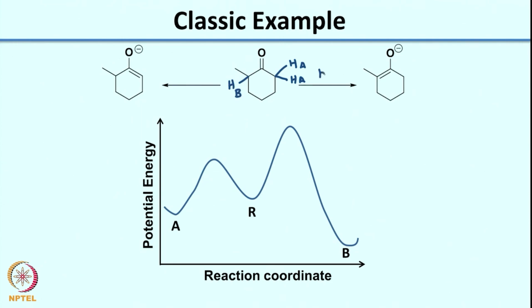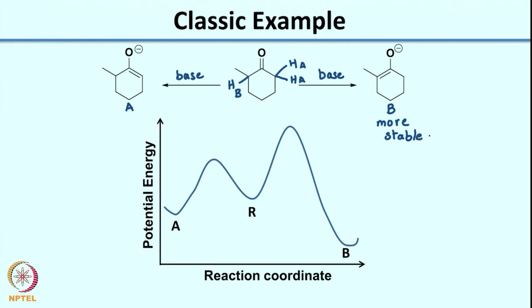Now in the presence of a base, if you deprotonate Ha, what you end up getting is the enolate A. If you deprotonate Hb, you end up getting the enolate B. Now B is a more substituted double bond, so it is more stable. So as you can see, the energy of B is less than A as it is more stable.